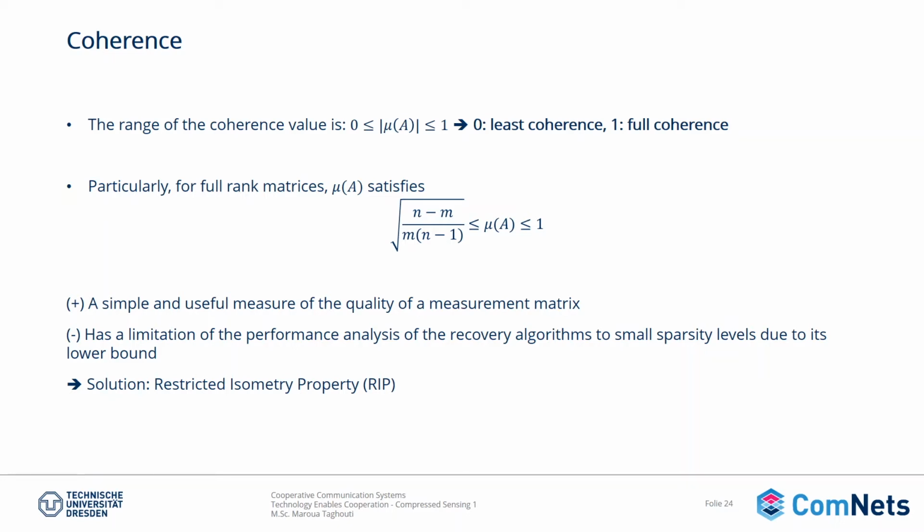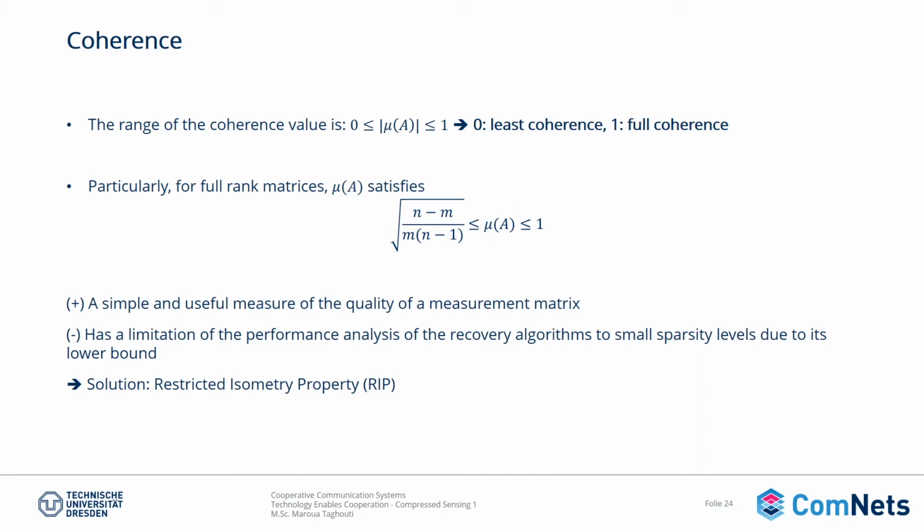Everything is preserved. They satisfy the following inequality, where of course n is the signal size, m is the measurement size, and 1 is of course the maximum that I can actually get. So this is a simple and useful measure of the quality of a measurement matrix. It seems easy. Okay, what should we do? We have to calculate column wise the inner product between each of them, and the maximum value would tell me whether my matrix is good or not. Okay, easy peasy. We understood that.